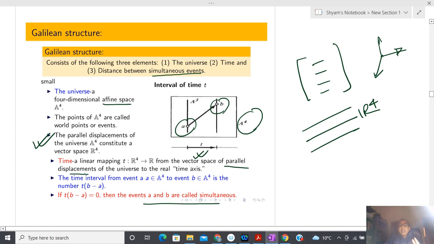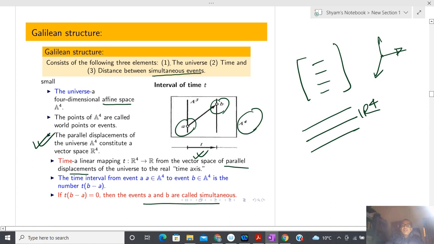You have some idea of vector space: some space where we have some kind of elements, two different kinds of operations, and certain rules that have to be followed. You just have to check that. So in A4 space, if I talk about parallel displacement, we just have to check whether all the properties are satisfied or not. If they are satisfied, then it is a vector space, otherwise it is not a vector space. In this way I am able to define simultaneous events.